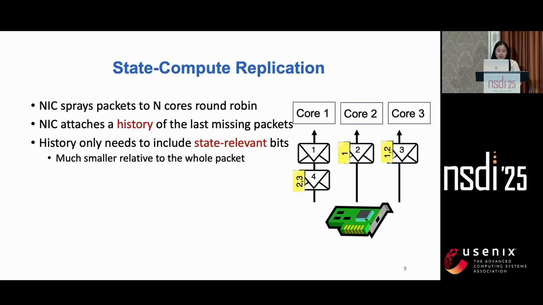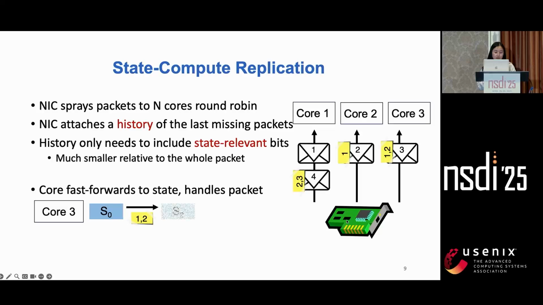So this history does not need to be the entire packet. It just needs to include the state compute related bits. So the size is much smaller compared to the whole packet. And then when each core receives the assigned packet, it will first use the history of each missing packet to execute the state compute and fast forward to the latest state. Then it can process the current packet.